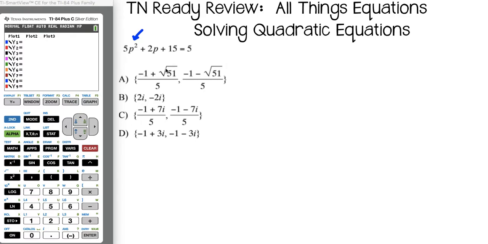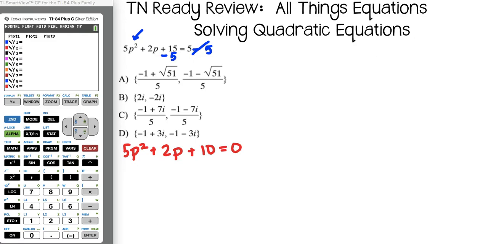So in order to do that, I'm going to need to take this 5 and I'm going to need to minus it in order to zero it out. But what I do to one side, I have to do to the other. Okay, so this one has zeroed out. So now I have, oops, I'm sorry, I wrote the wrong number there. All right, so now I have 5p squared plus 2p plus 10 is equal to 0.